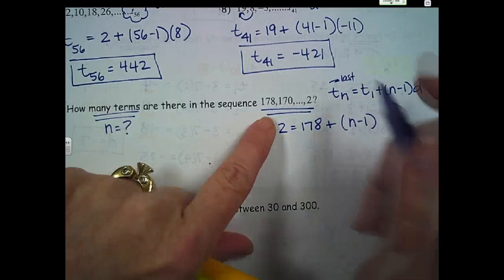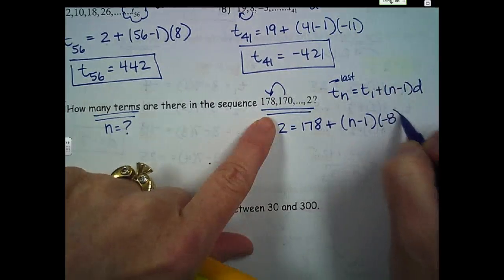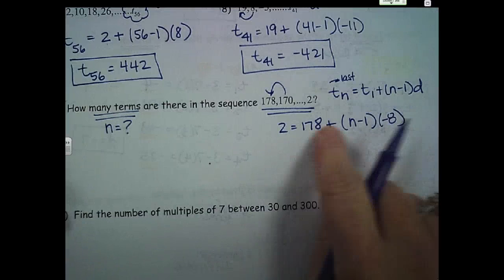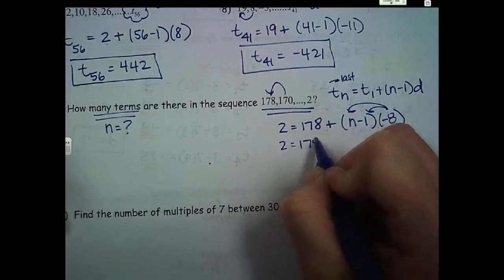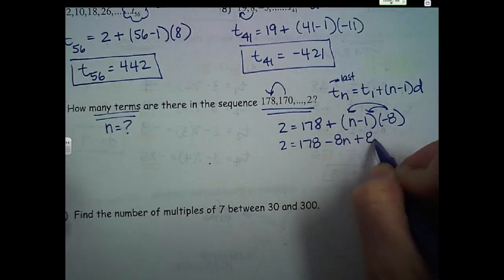What's my common difference? Be careful. Negative 8. So what variable am I looking for? n. I want to know how many terms there are. If I start at 178 and end at 2, how many jumps did I make? That's what I'm looking for. So I think first you should distribute. So 2 equals 178 minus 8n plus 8. Watch your math there.